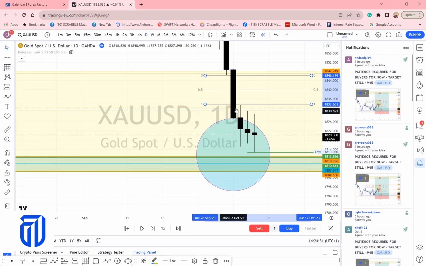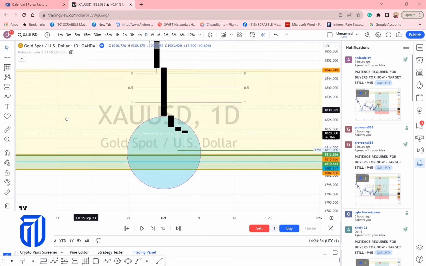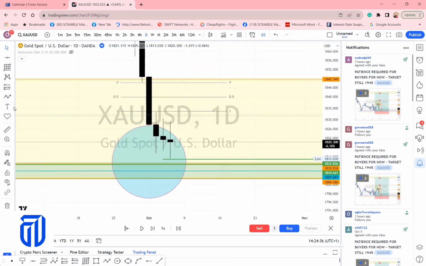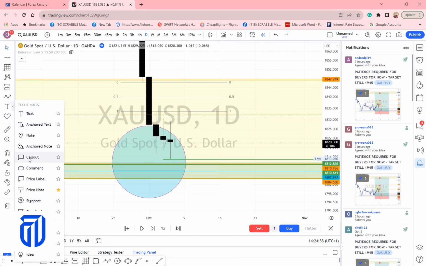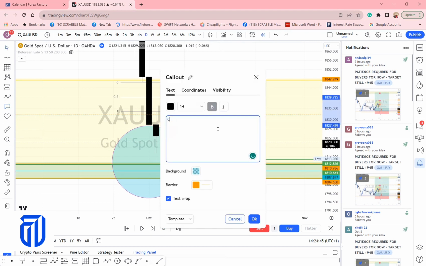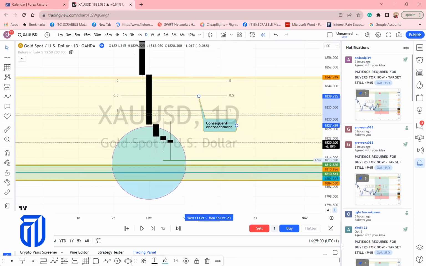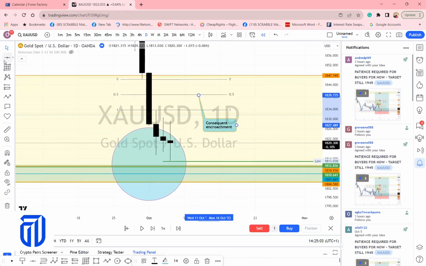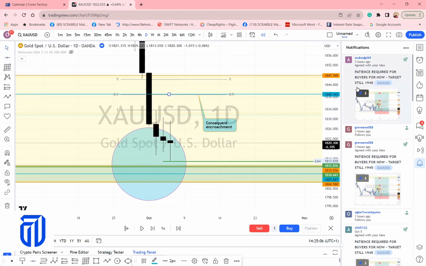I already know this fair value gap, and don't forget, check my previous video. I made reference to consequent encroachment. That is the middle of the fair value gap, especially when it's huge. It's called the consequent encroachment. So I already know that my TP should be around here in the first instance if I do not want to be greedy. So I am looking to take profits at 1840.